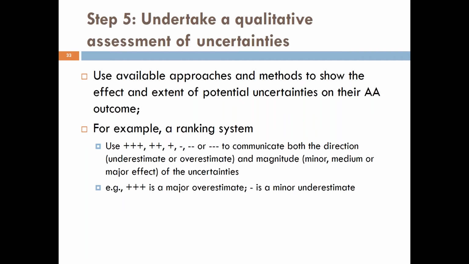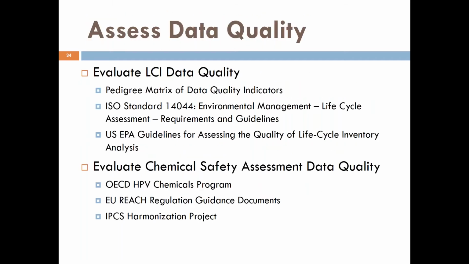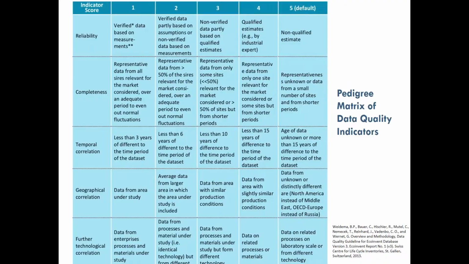You can also use a pedigree type of approach, which I will briefly touch upon in the next session, which is based on the qualitative characteristics of the data, including reliability, completeness, temporal correlation, geographical correlation, and other technological correlation, and their respective scores. And these are the narratives that help you determine where your data point is located in these criteria. So there's what's called the pedigree method. We can also use this approach to semi-quantitatively or semi-qualitatively determine the uncertainties involved in the particular data set that you're using.